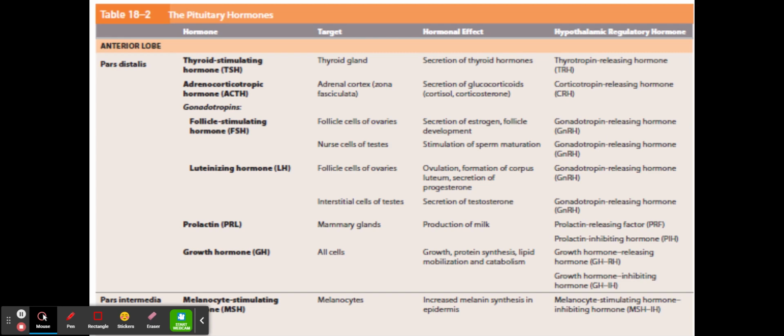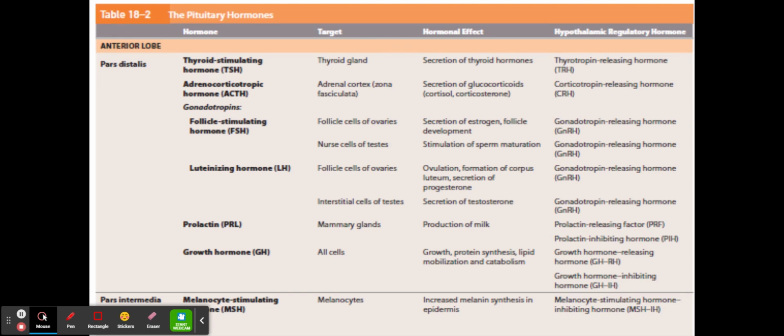The production of GH is regulated by growth hormone releasing hormone, so GHRH, or somatocrinin, and growth hormone inhibiting hormone, GHIH, or somatostatin, from the hypothalamus. Somatomedins inhibit GHRH and stimulate GHIH.